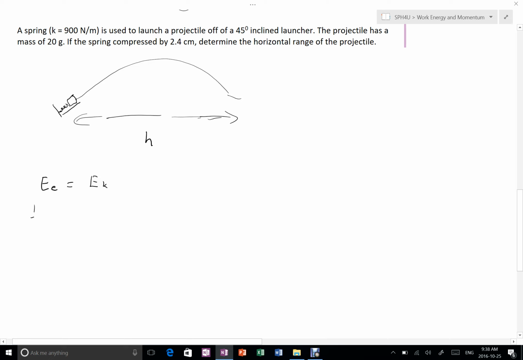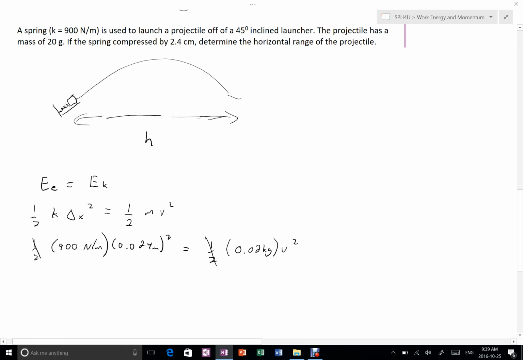Elastic energy is 1/2 k delta x squared, and the kinetic energy we're going to create is 1/2 mv squared. So 1/2 900 newtons per meter, delta x is 0.024 meters. Careful, make sure you convert that to meters. It's equal to 1/2 times the mass, 0.02 kilograms, times the velocity squared.